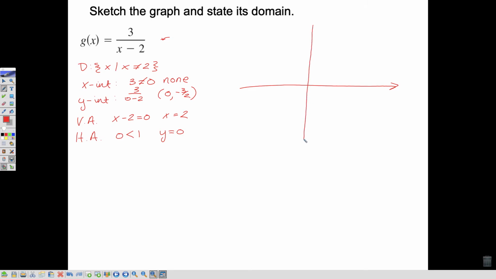I will take off if these arrows on the positive x and positive y are not there. We don't graph on big plus signs. No x-intercept. Our y-intercept is negative 1.5, since negative 3 halves is negative 1.5. And then the vertical asymptote is at 2.